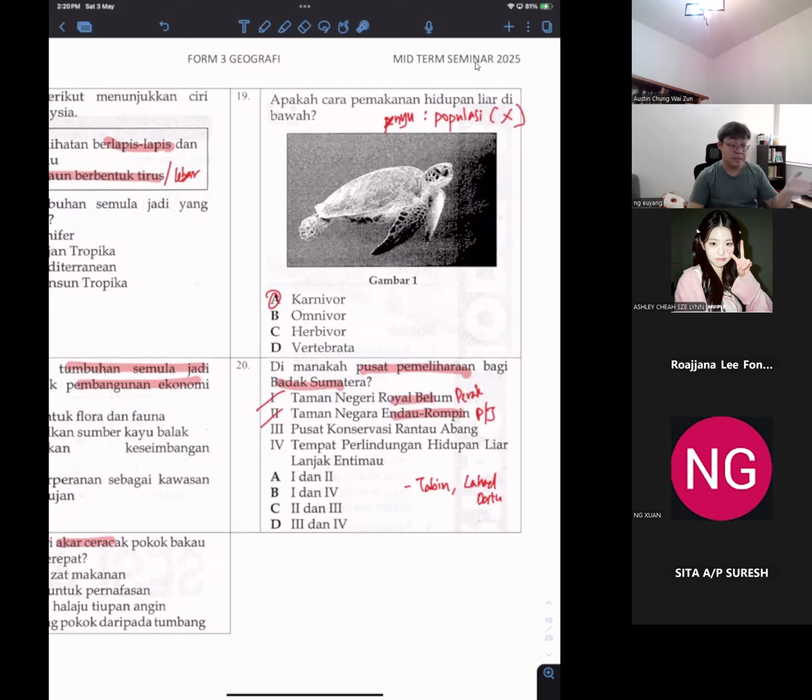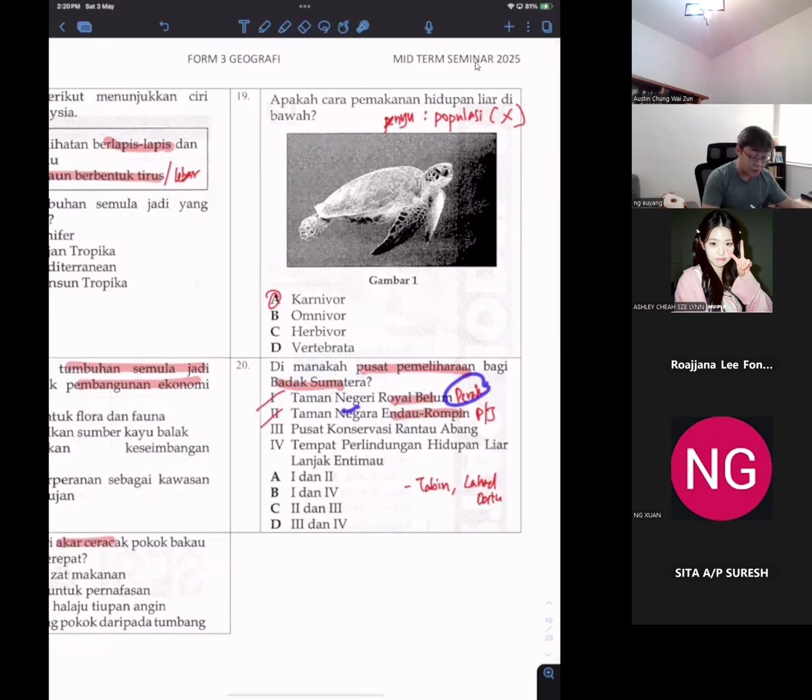So maybe their hutan hujan tropika is also taller than 1,000 or 1,200 meters. So which means the altitude, the ketinggian, is quite tall for the Badak Sumatra to survive there. So that's why most of the Badak Sumatra we can find in Semenanjung Malaysia. So that's why the Royal Belum, the Endau Rompin, is in Semenanjung Malaysia.